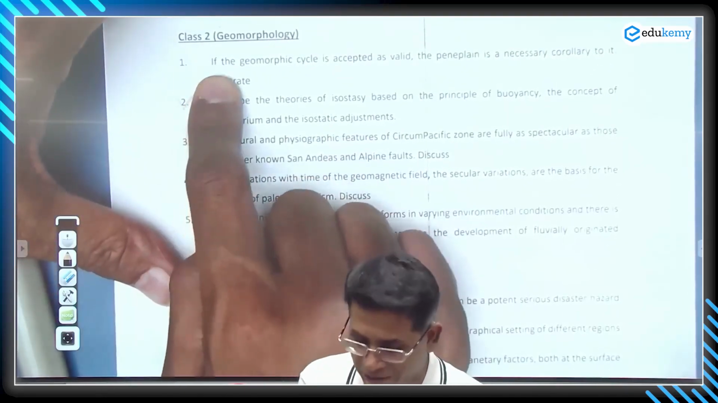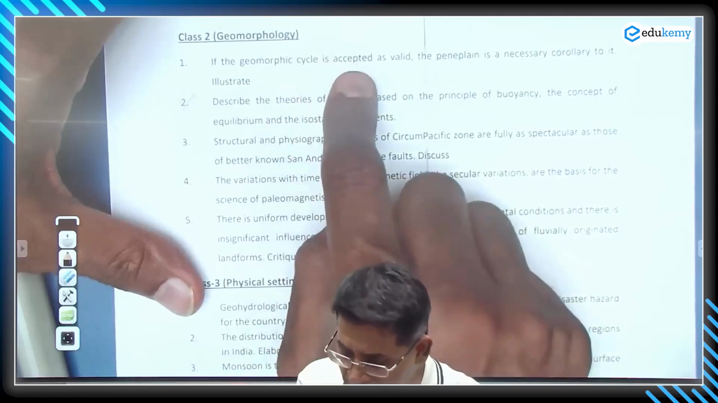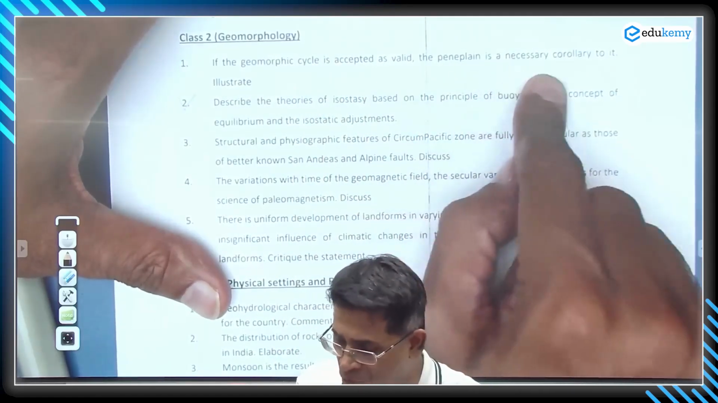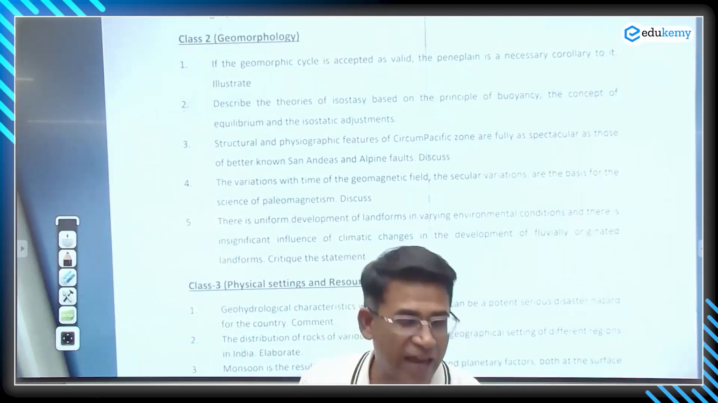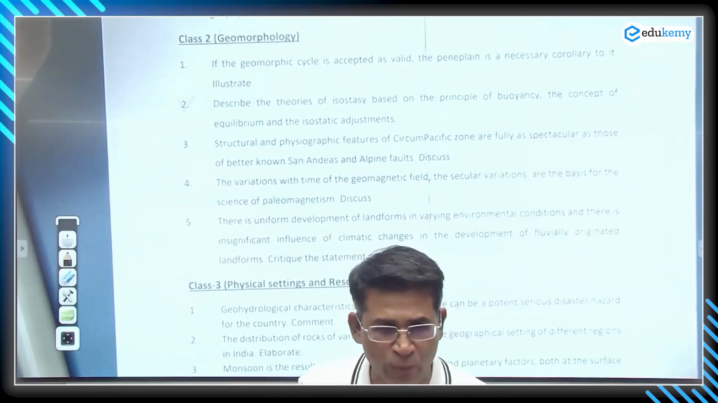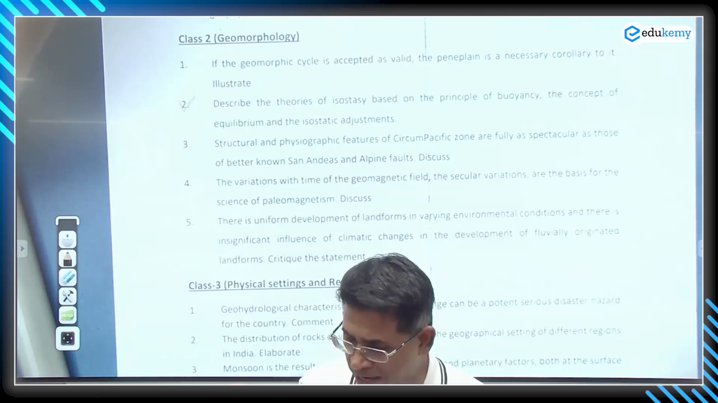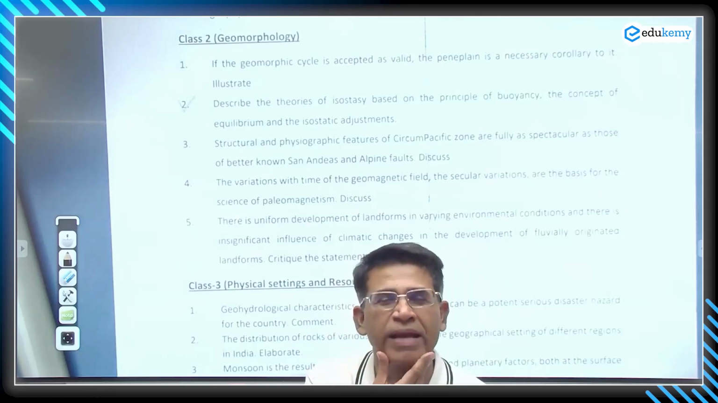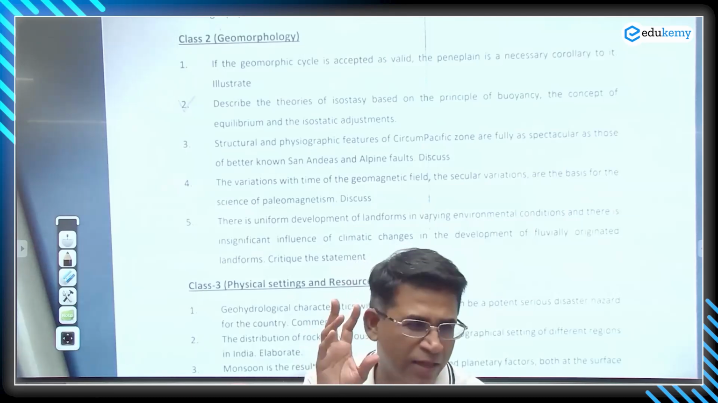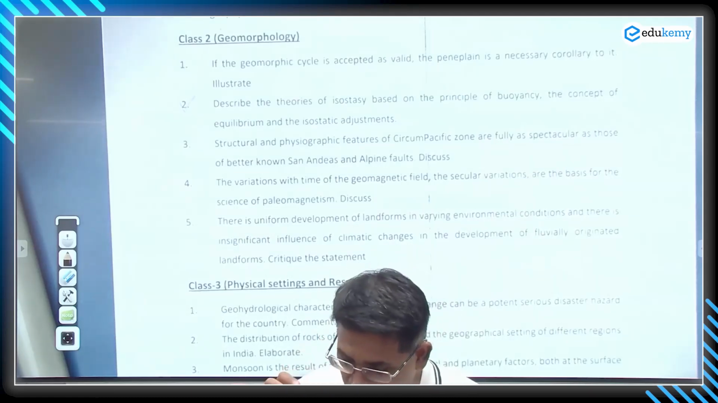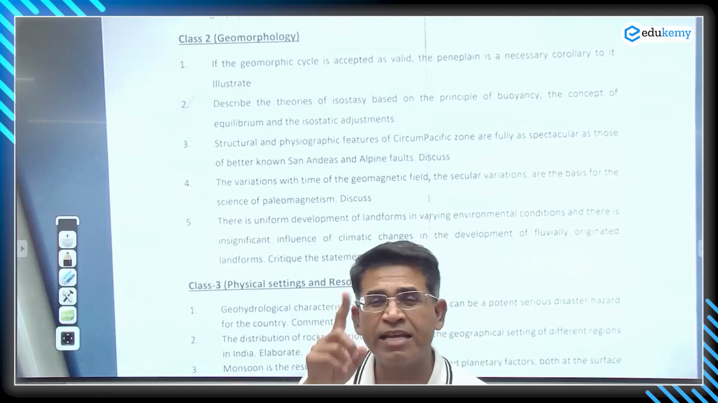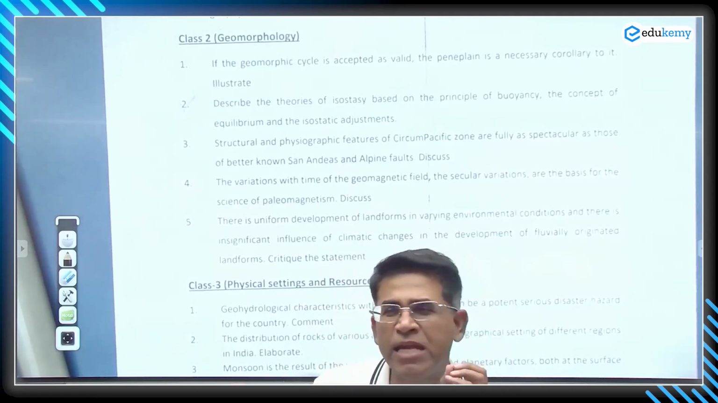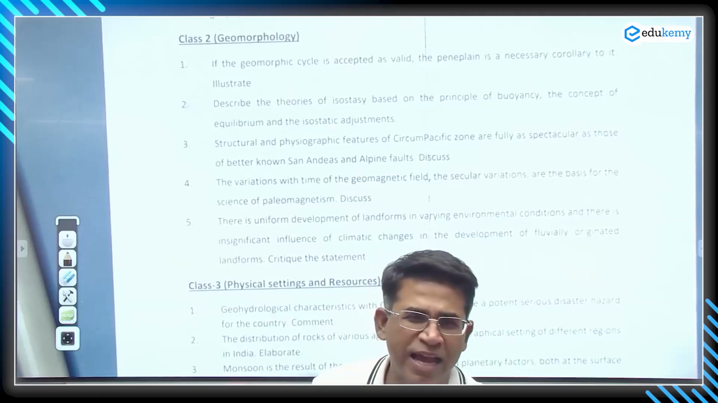Now look at the question: if geomorphic cycle is accepted as valid, the peneplain is a necessary corollary to it. If the cycle is an accepted theory, that it is right, then the peneplain must exist. If there is no peneplain, you can't have a cycle of erosion.